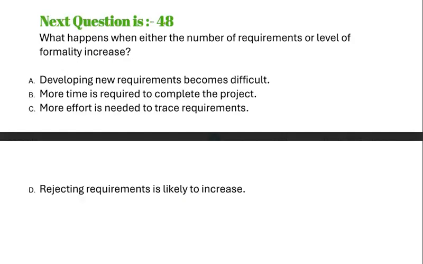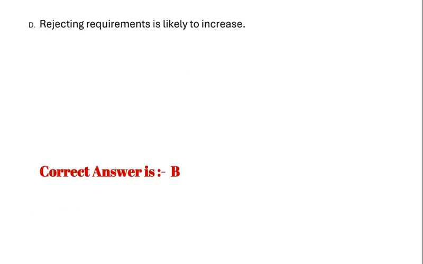Question is, what happens when either the number of requirements or level of formality increases? Option A, developing new requirements becomes difficult. Option B, more time is required to complete the project. Option C, more effort is needed to trace requirements. Option D, rejecting requirements is likely to increase. Correct answer is option B.